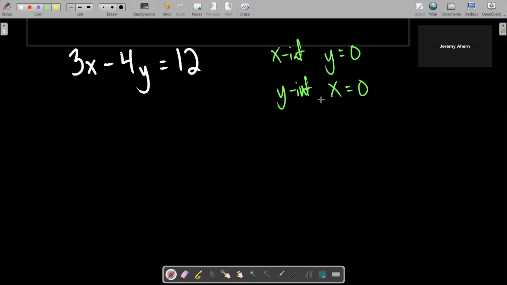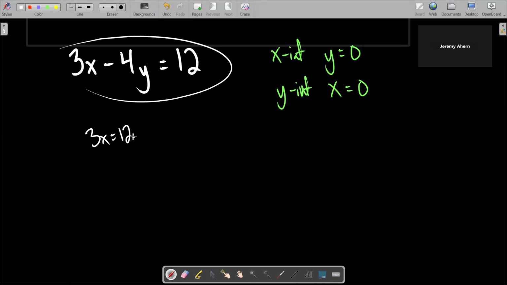So to find an x-intercept, this is what you do. You take this equation and you destroy the y and everything attached to it. And the equation now says 3x equals 12. What is x? That was easy. Then the x-intercept is 4. Done. We now know that this graph crosses through the x-axis at the number 4.